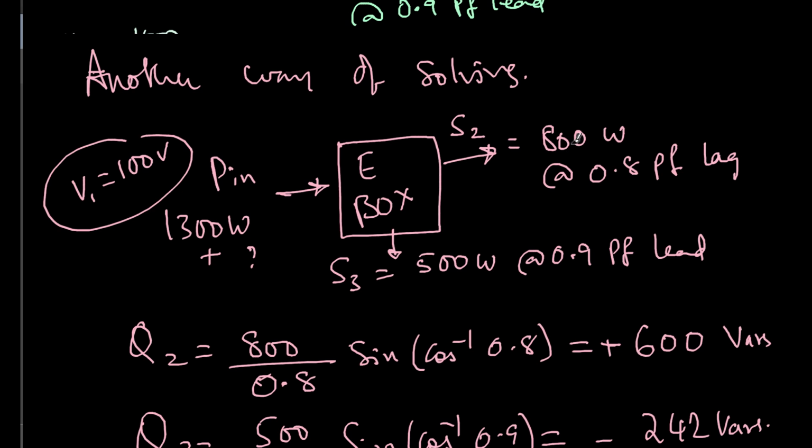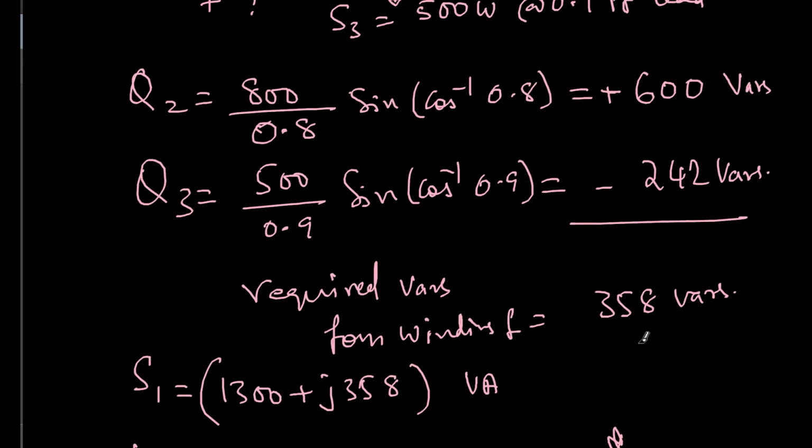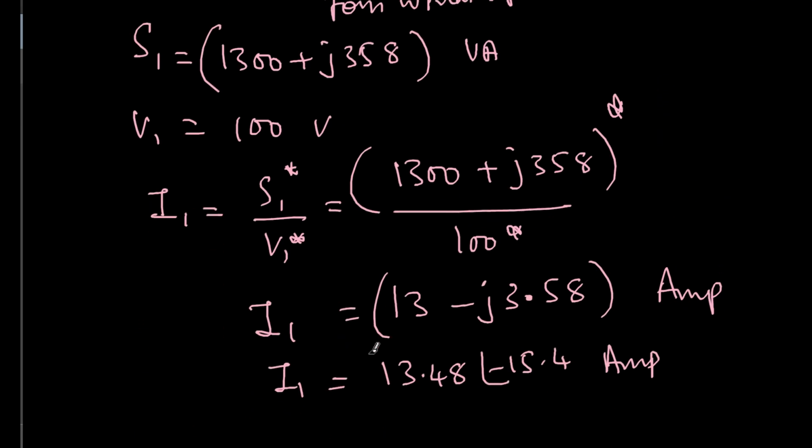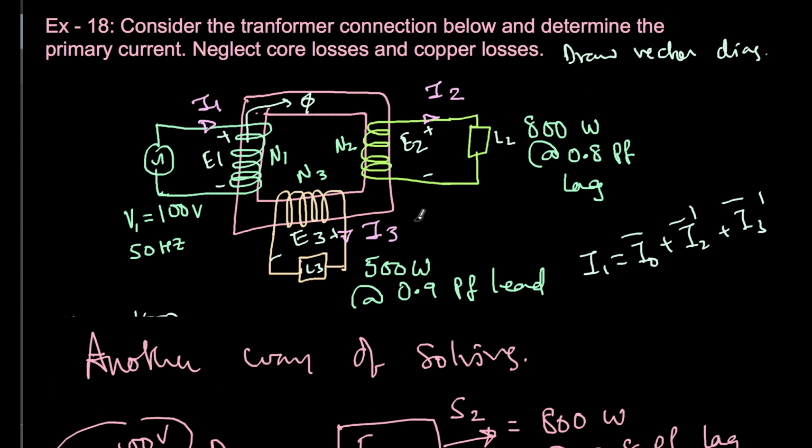Coming to reactive power, using these two pieces of information, I can find the reactive power demand here. And since this is lagging and this is leading, I have to be careful with the plus and minus sign. The net reactive demand I know, and then from that I can find this one. So I request you to once again look at this example 18, study it and understand it, and I hope you learn something from this.